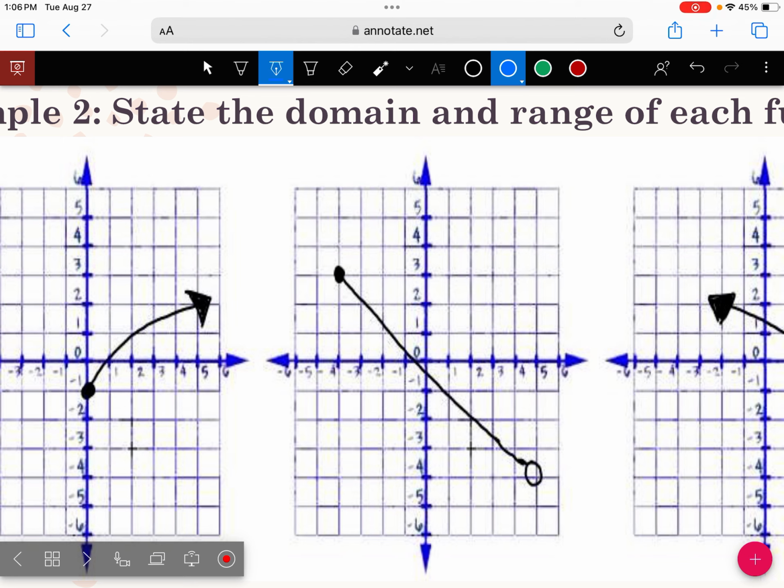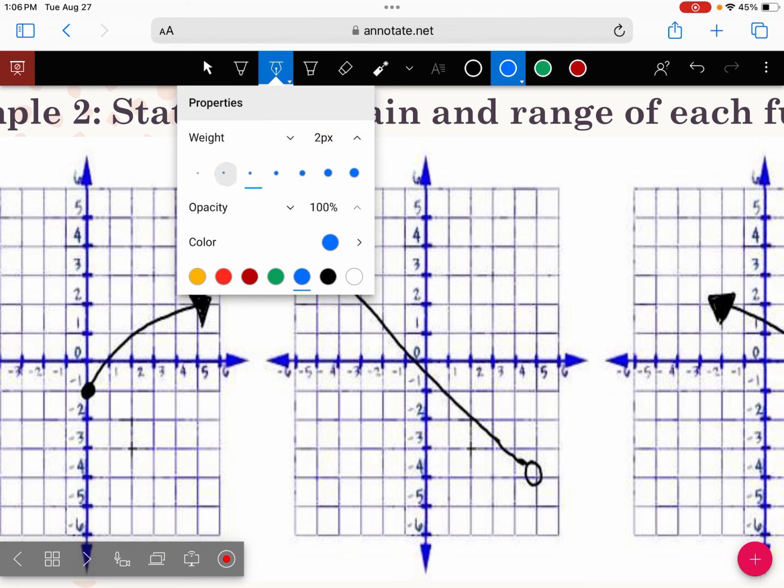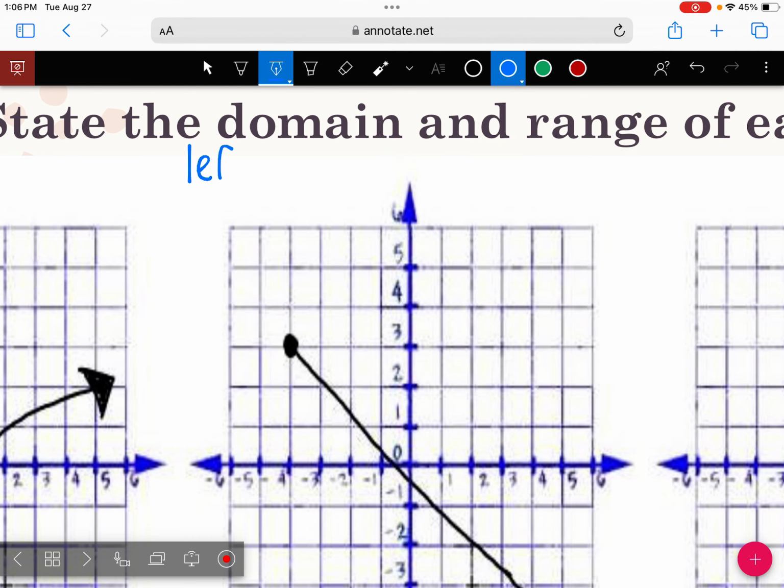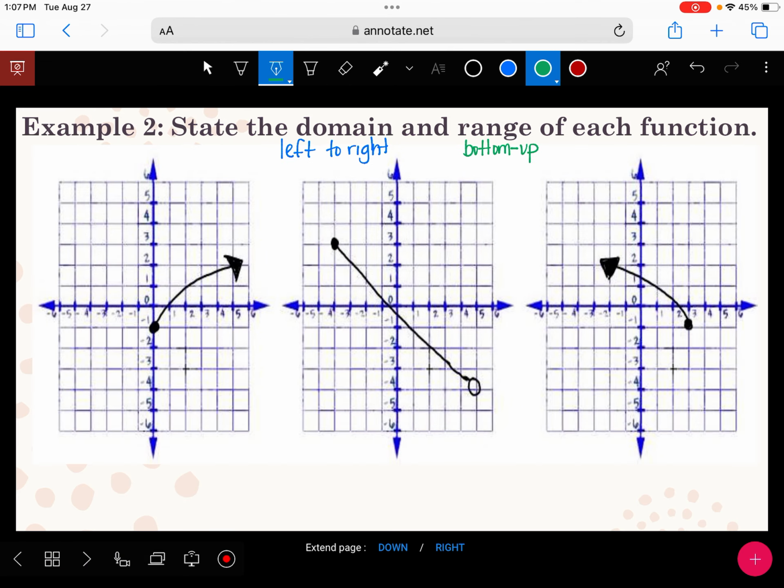Okay, so domain, when you're reading domain, you're going to read the graph from left to right. Hold on, let me make this thinner. So domain is left to right, and range is from bottom up. That's how you're going to test for domain and range.